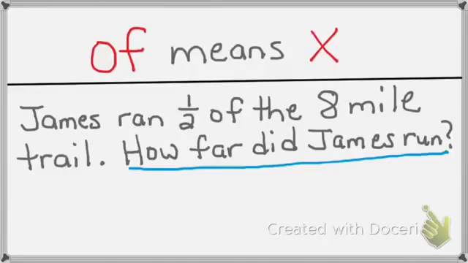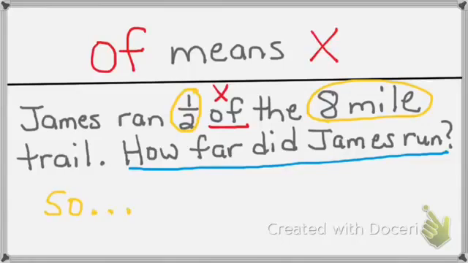The next thing we do in a word problem is go into the problem and see what facts we know. We know that he ran 1/2 of the 8-mile trail. He ran 1/2 of 8. Well, I'm not taking 1/2 away from 8 because he didn't run 1/2 less than 8. He didn't run 1/2 more than 8, so I'm not adding it. He ran 1/2 of 8, and we know that of means times when used after a fraction or a decimal. So you're going to say 1/2 times 8. So of means times when used after a decimal or a fraction.